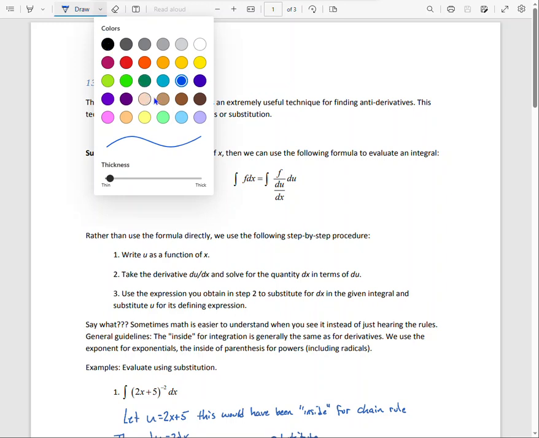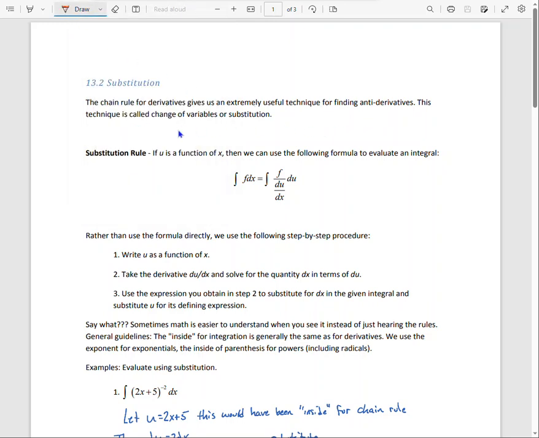I'm going to pick a different color here. It turns out, let's go with orange. Go Miners.